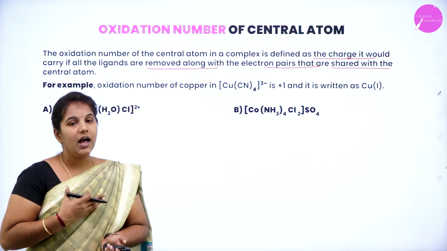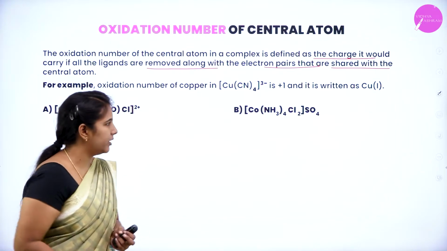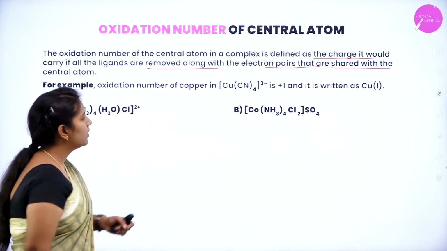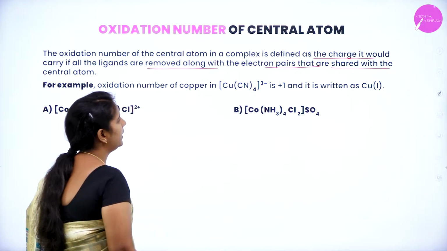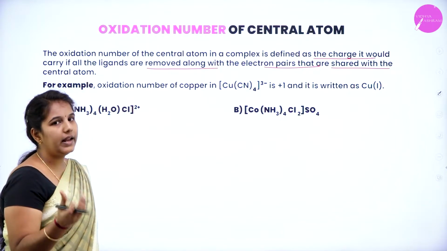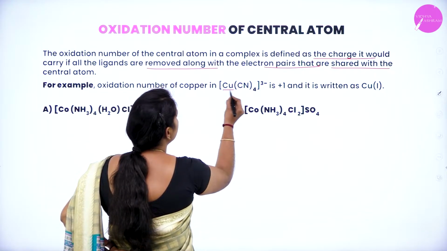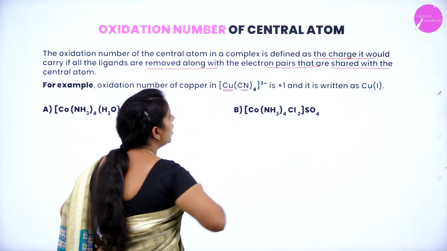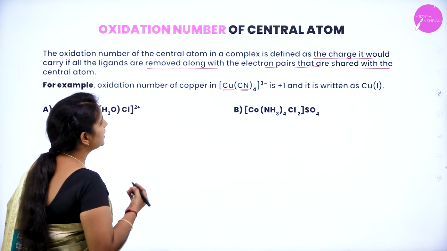Let us see how to calculate the oxidation number of the central metal atom. First, I will go with this one. This is hexacyanocuprate 3 minus. Is it right? In that, how do we calculate the oxidation number of the central metal atom? We know that this is the central metal atom and these are the 4 CN ligands.